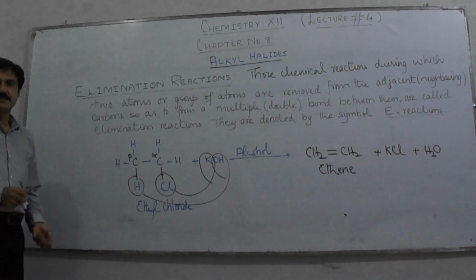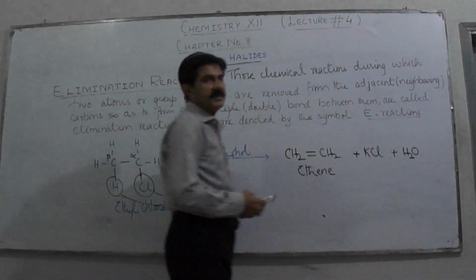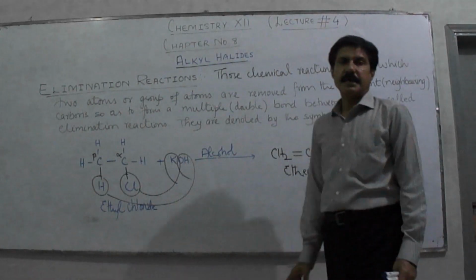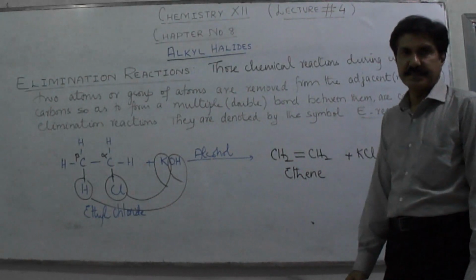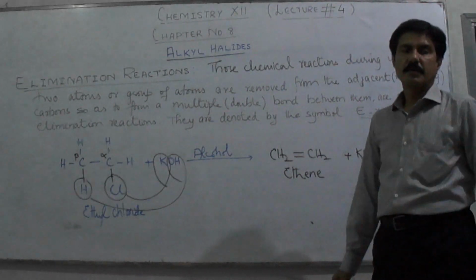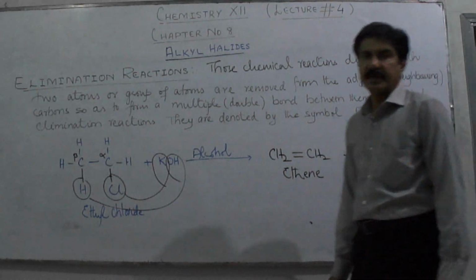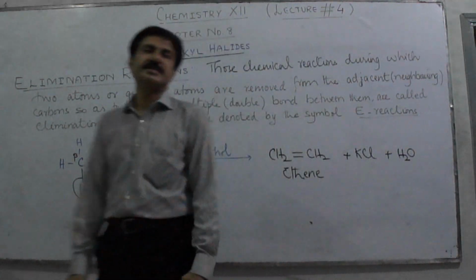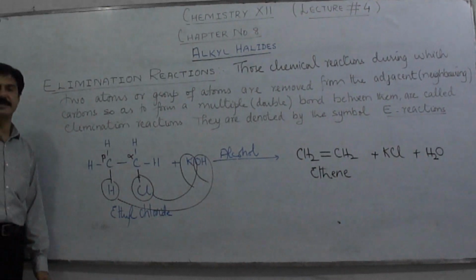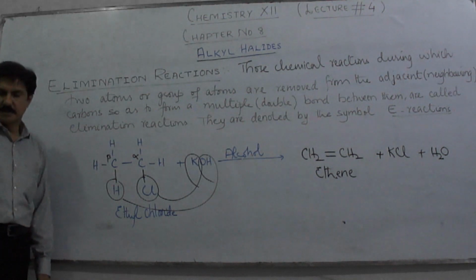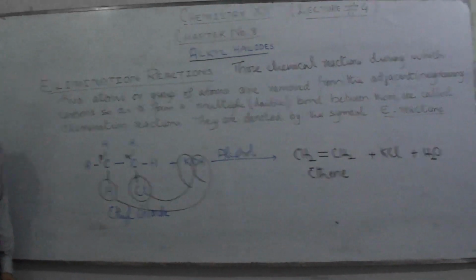My dear students, as far as the mechanisms or types of elimination reactions are concerned, Ingold and Hughes were the two scientists who suggested two mechanisms for the elimination reactions of alkyl halides. First was named as bimolecular elimination reaction, E2, and the second was the unimolecular elimination reaction, E1. So I am going to discuss the types of elimination reaction before you.